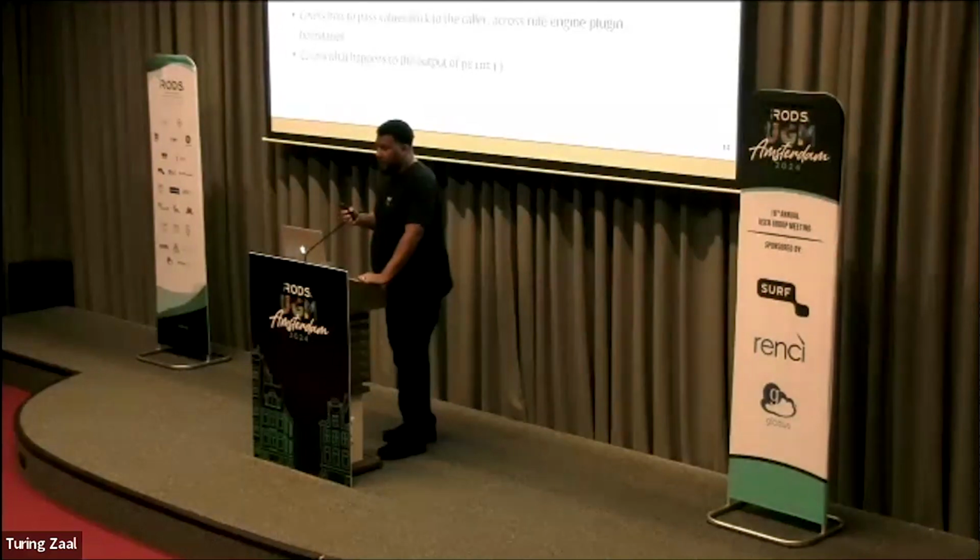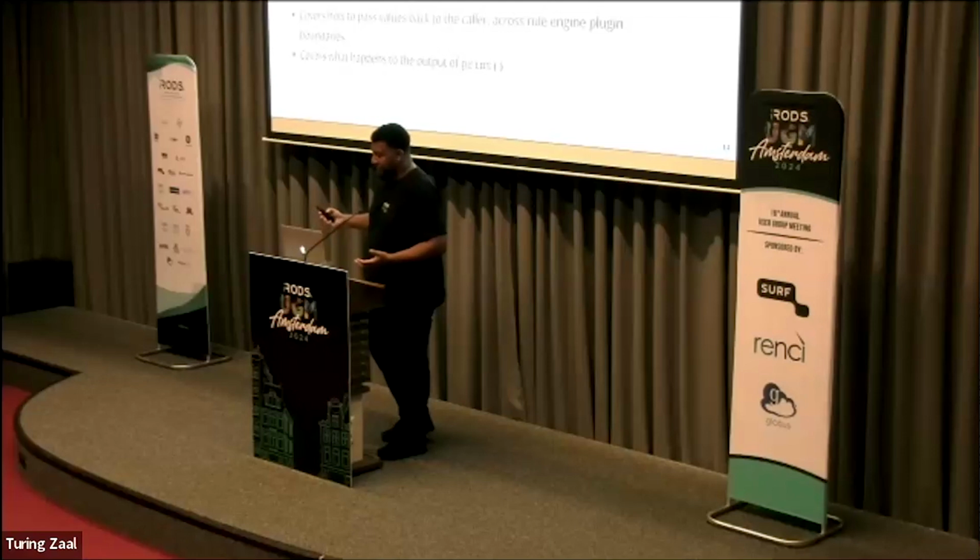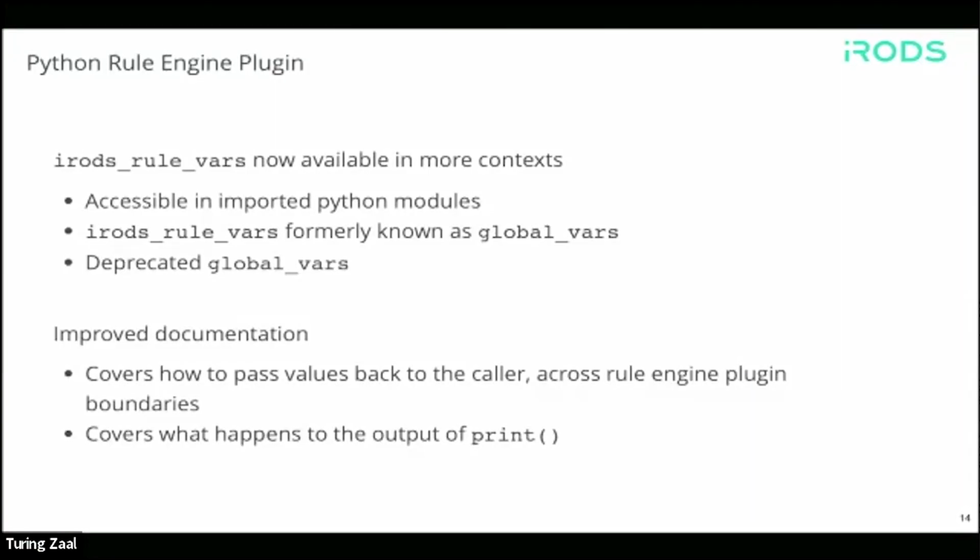And of course, we focused on improving documentation by doing things such as documenting how you go about invoking rules across rule engine plugins and getting that information back, writing information back from the Python rule engine, as well as what happens when you call print within your rules.